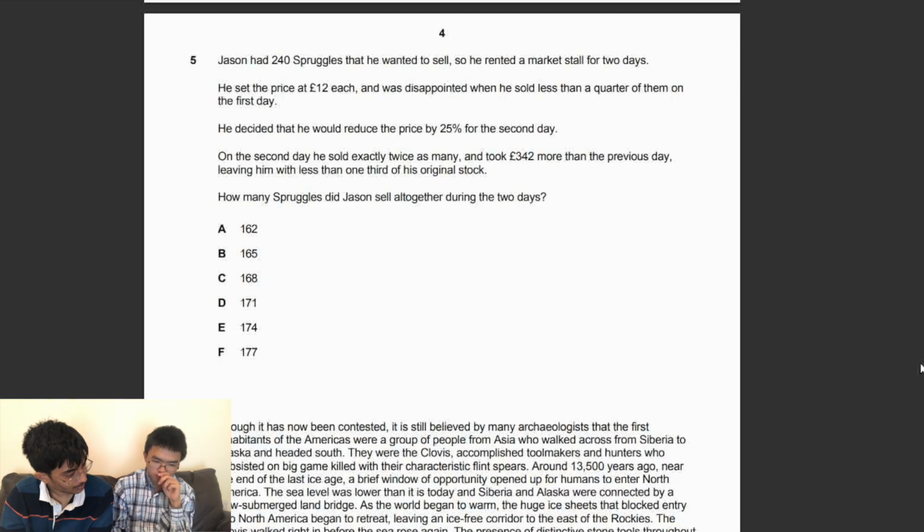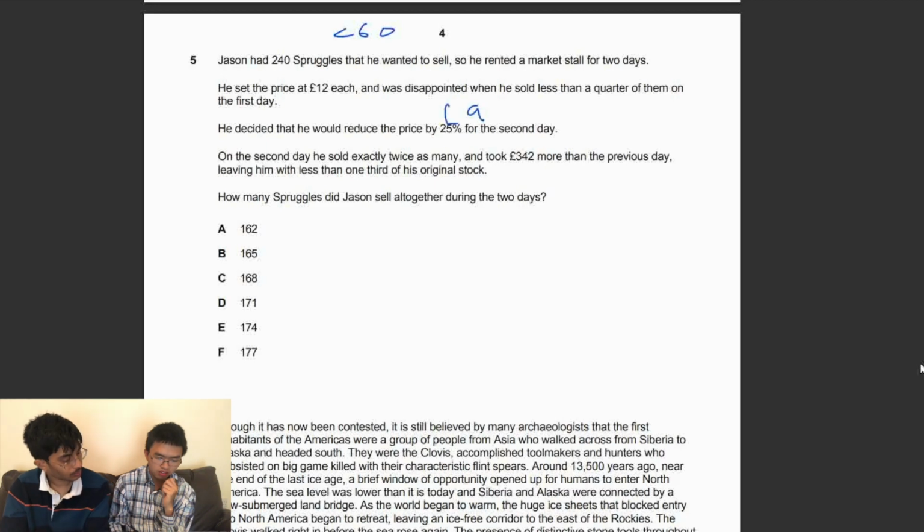So all together. So less than a quarter means less than 60. Reduce the price by 25%. So now it's £9. So took £342 more than the previous day.